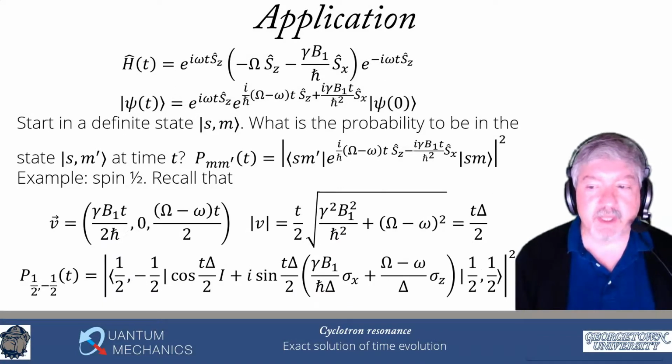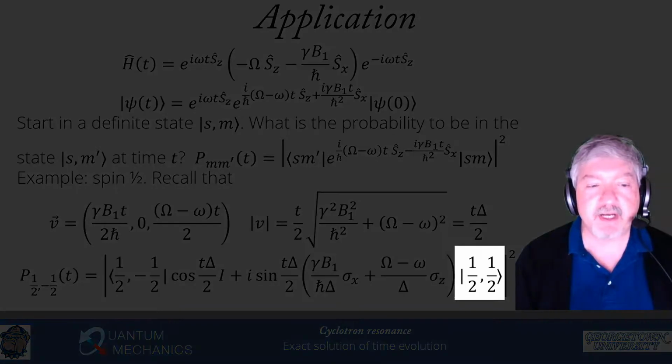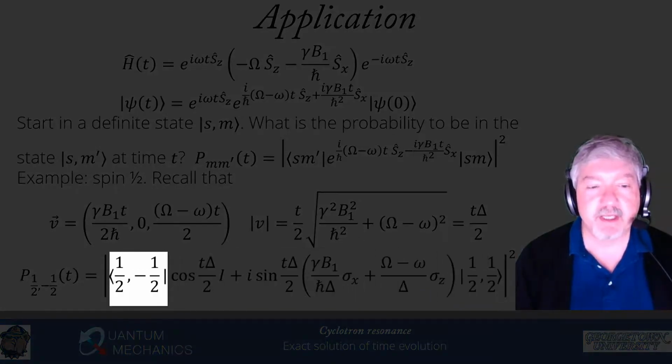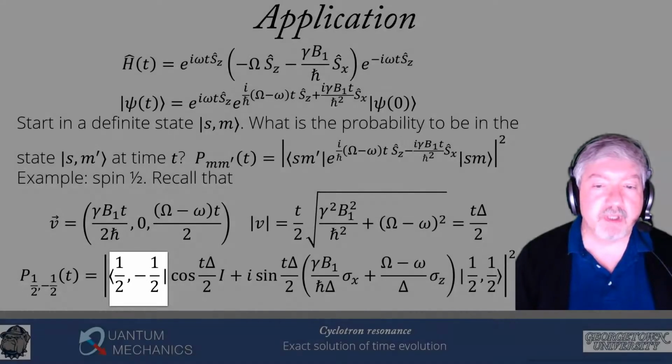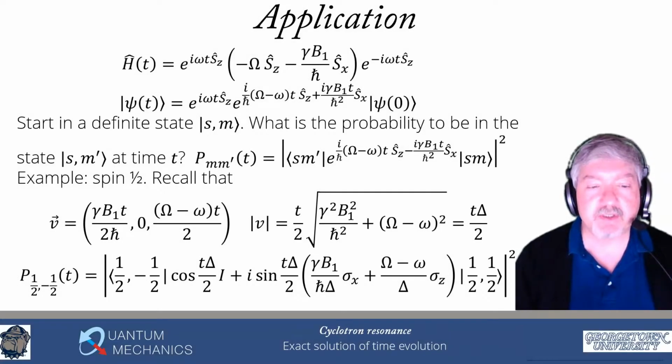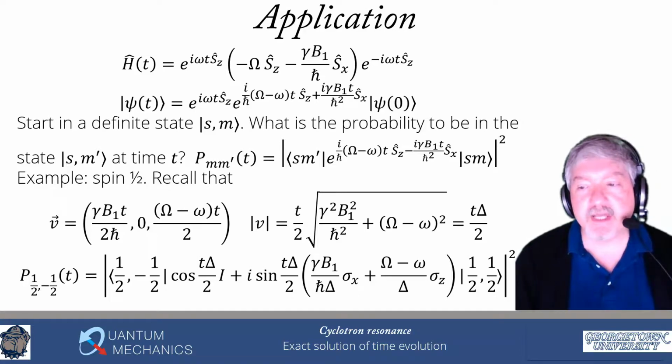All right, let's work out what that probability is. The probability to flip means that I start in the state plus 1/2, and I ask what is the probability that I end up in the state minus 1/2. We plug in what that exponential is. It's a cosine t delta over 2 times the identity matrix plus i sine t delta over 2 times gamma b1 over h bar delta sigma x plus big omega minus little omega over delta sigma z. I take this sandwiched between the state with the minus 1/2 on the left and the initial state on the right, the plus 1/2. All right, now, this is the off-diagonal matrix element.